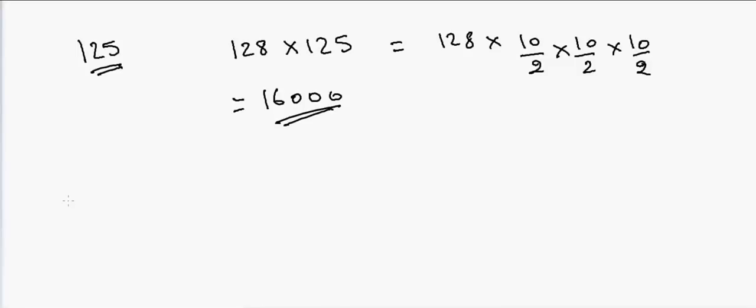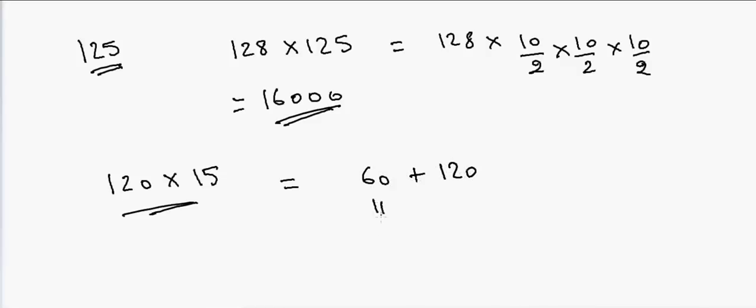Now let's do another thing. If we have to multiply 120 by 15, how will I do that? In that case, what I'll do is I'll take half of 120. Half of 120 is 60, and then I'll add that to 120. So this is equal to 180, then I put one more 0, so that's my answer.